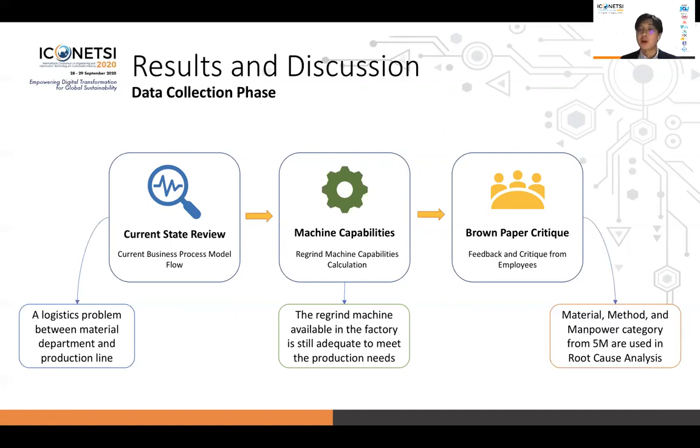I also did a brown paper critique to get feedback and criticism from employees. Here I use the 5M categories to categorize all the critiques I received, focusing only on the top 3 categories, which are the material, method, and manpower categories.